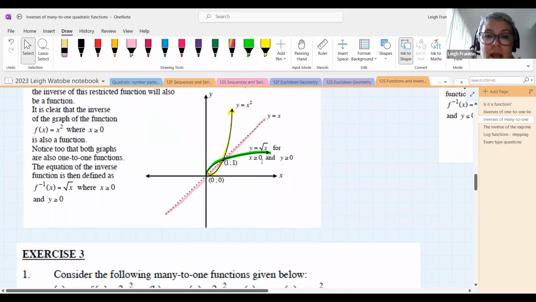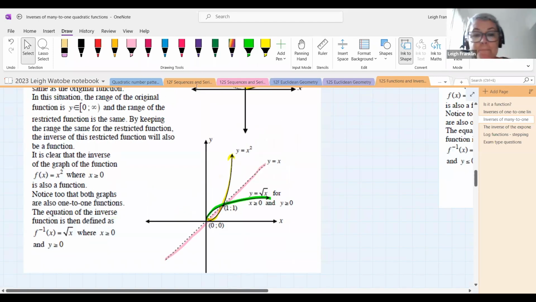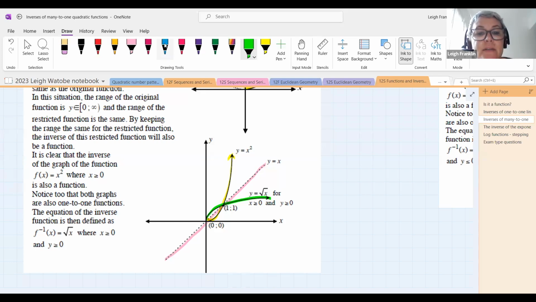All right, is everybody happy with that? Is that making sense? Why do we restrict the domain? Because if we don't restrict the domain, the inverse is not a function, it's just a relation. Okay, so that's why we have to restrict the domain. So we're going to restrict the domain of the original function so that its inverse can also be a function.